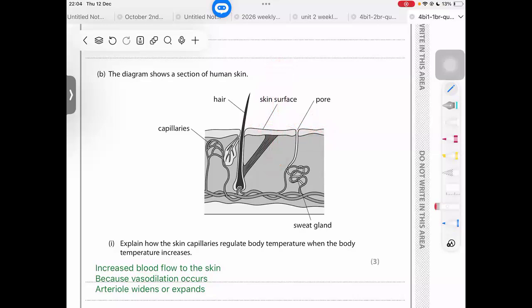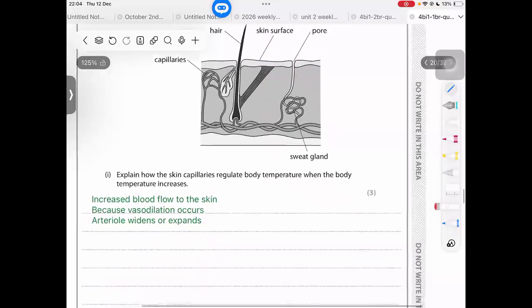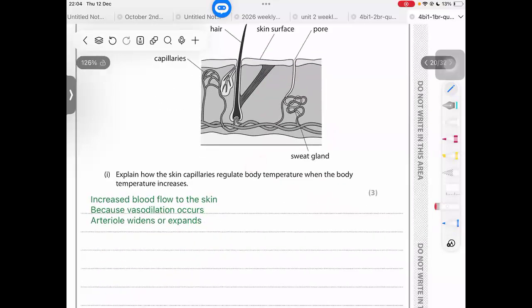And also when we get out from a swimming pool, we can see when the water on our skin surface gets evaporated, we feel really cool, right? And the same thing happens with the sweat. So basically here you have to write, they're asking how skin capillaries regulate the body temperature.